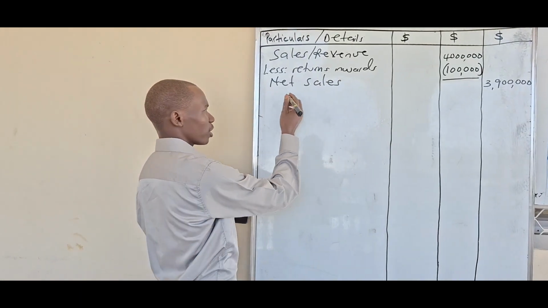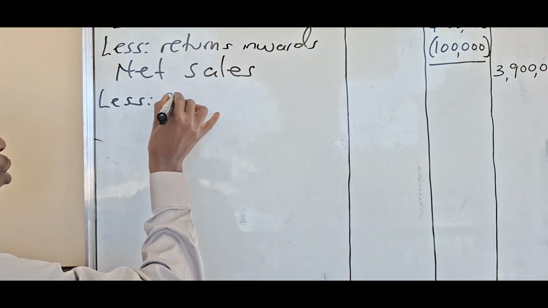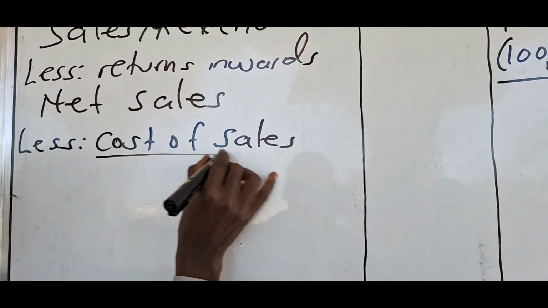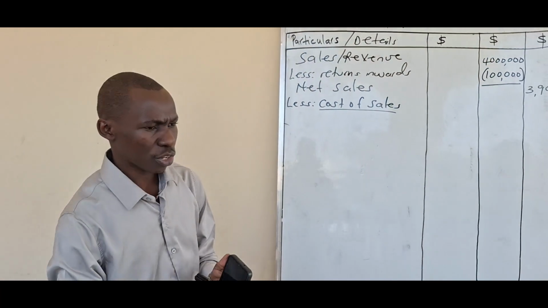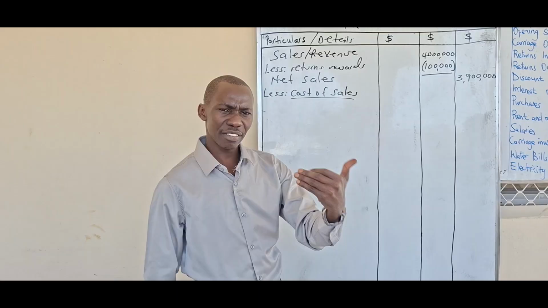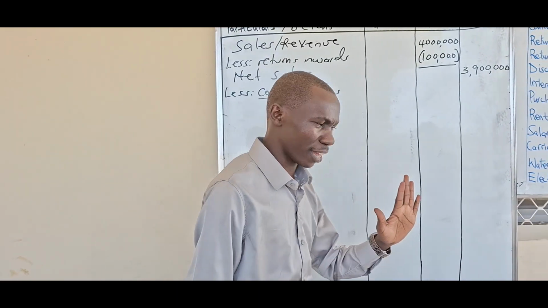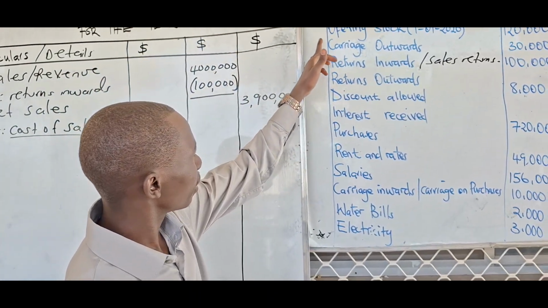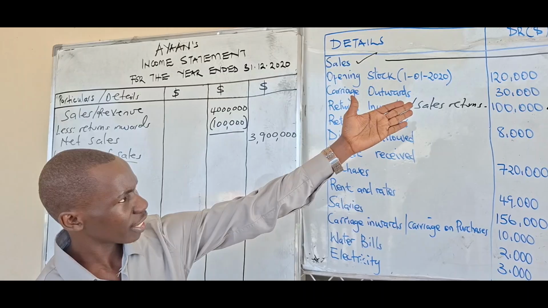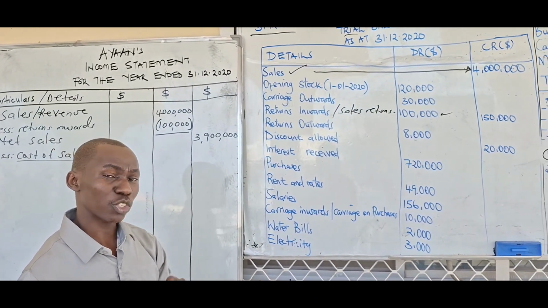According to our format for the income statement, after getting your net sales, you need to subtract cost of goods sold or cost of sales. I told you this one. If it is given in our question, you can put it directly. Let's check whether it is there. When you go line by line, sales, opening stock, are all these items. Then even when you check the other side, I'm not seeing cost of sales. Meaning it is not given, but you need to find it.